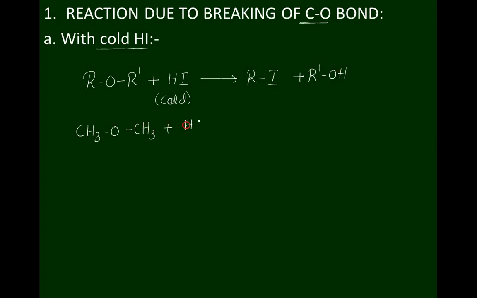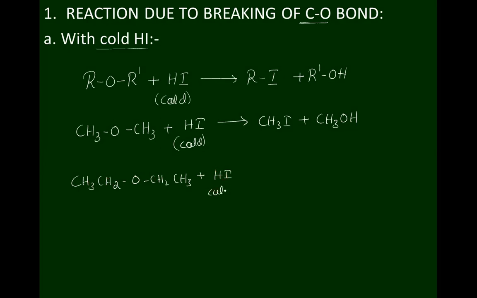Methoxymethane on treatment with cold hydroiodic acid, or hydrogen iodide, gives methyl iodide with the formation of methanol. Or if I take CH3CH2OCH2CH3 treated with hydrogen iodide, I get CH3CH2I plus CH3CH2OH.